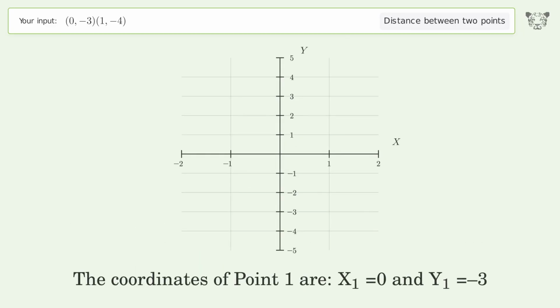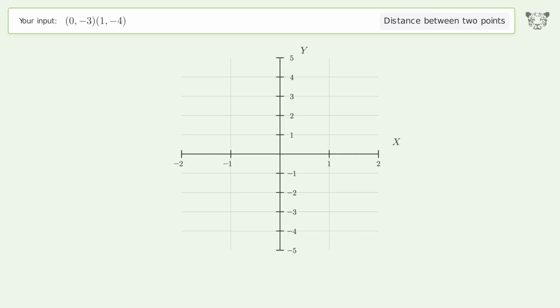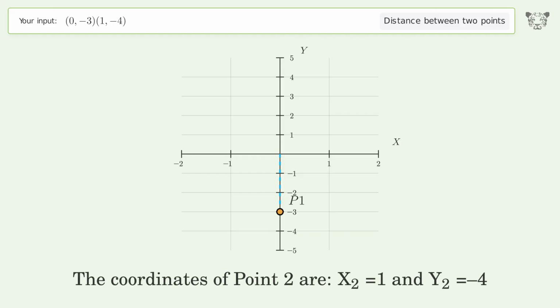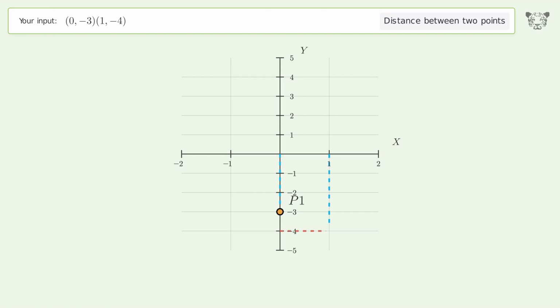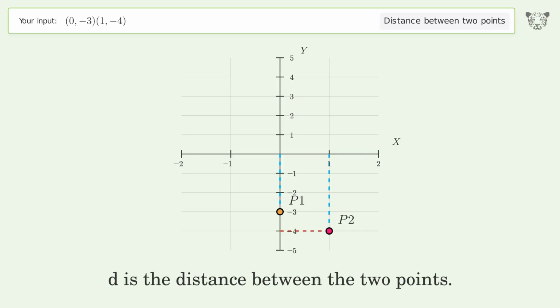The coordinates of point 1 are x1 equals 0 and y1 equals -3. The coordinates of point 2 are x2 equals 1 and y2 equals -4. D is the distance between the 2 points.